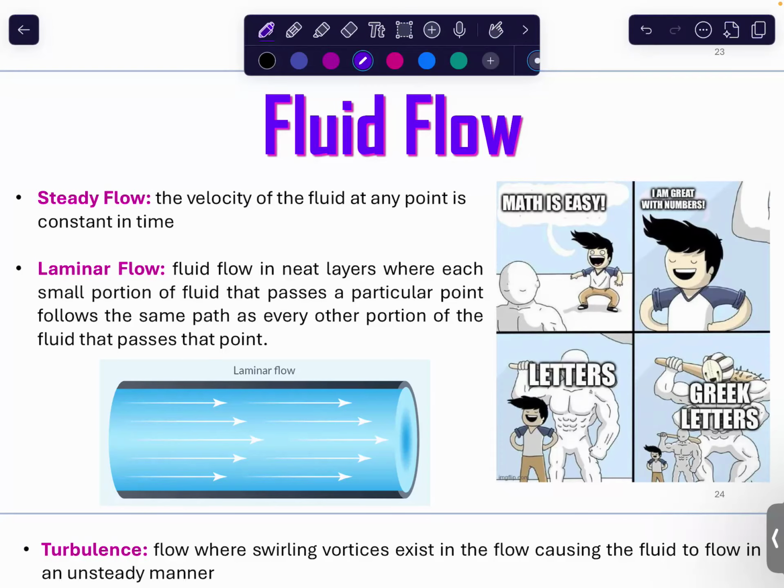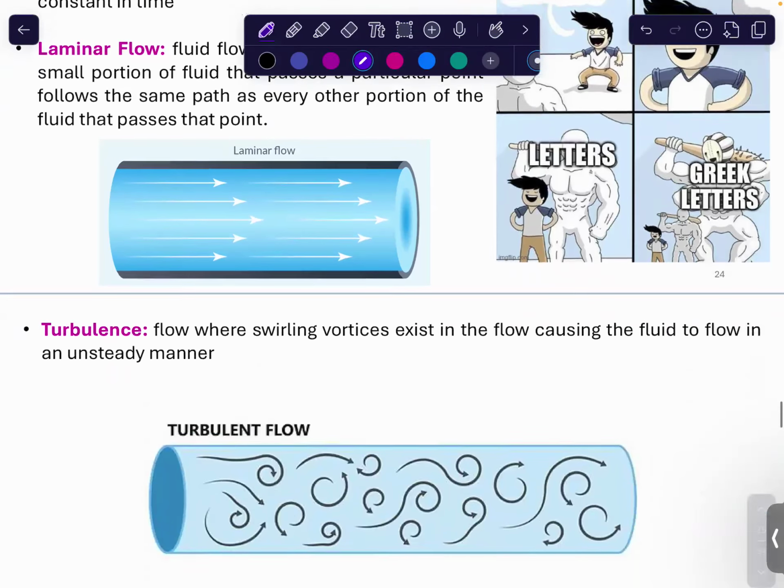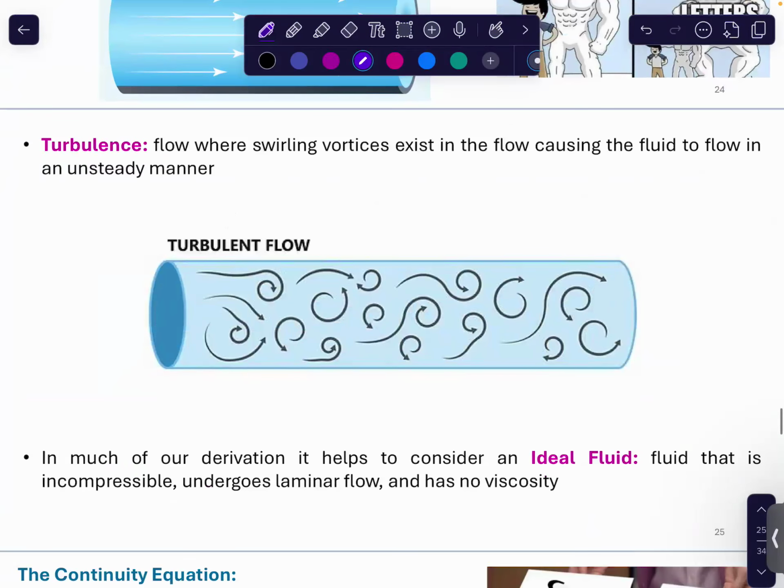You could also have a turbulent flow. Inside of a turbulent flow, the reason it's drawn like this is because you're getting a lot of little vortexes all over the place.